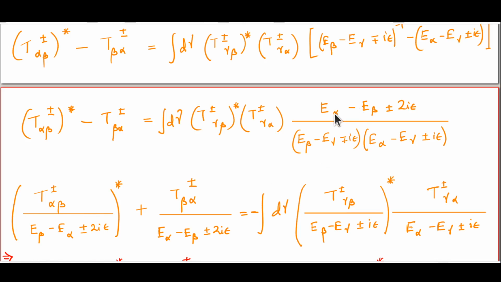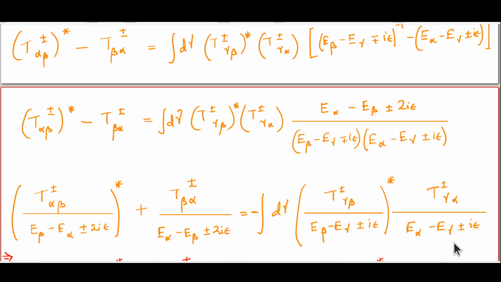Note that what you are doing is you are dividing by E alpha minus E beta plus minus twice I epsilon's negative, which is, of course, E beta minus E alpha minus plus twice I epsilon. That's what you are really dividing by. So, since I've taken this inside the conjugate, it's now E beta minus E alpha plus minus twice I epsilon. And the conjugate of that whole thing has been taken.